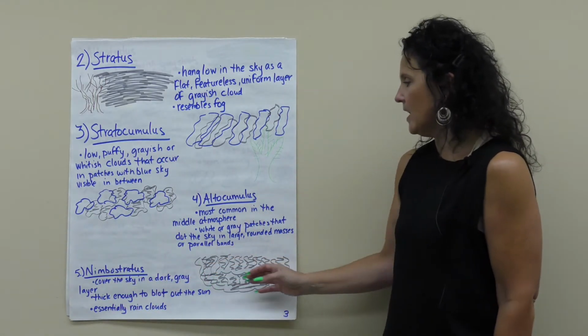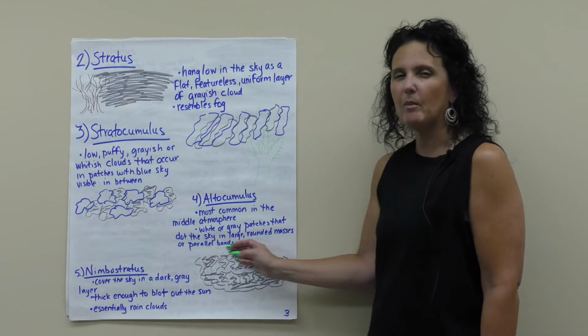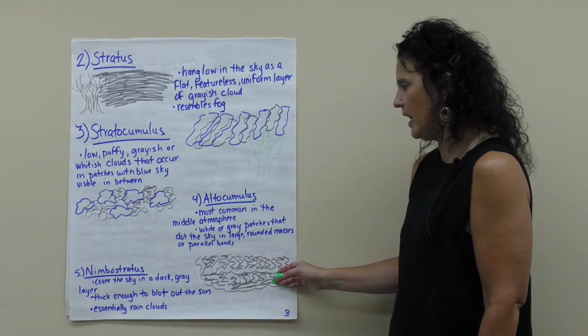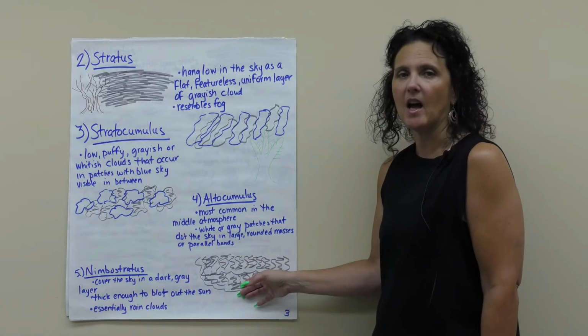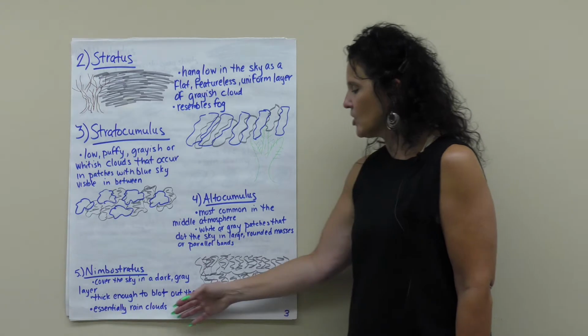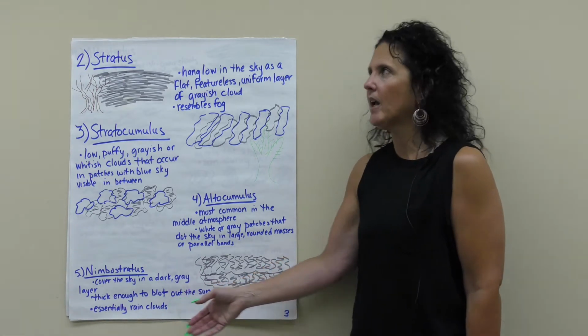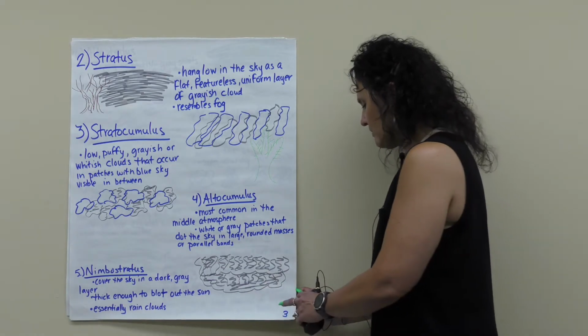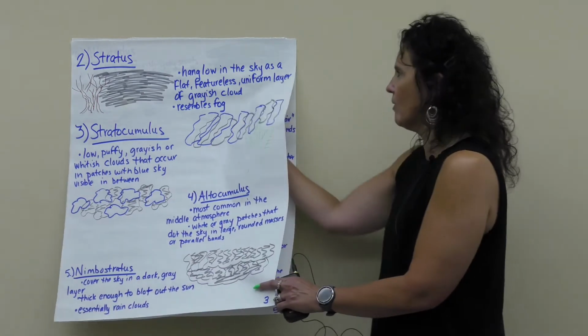Nimbostratus cover the sky in a dark gray layer. Sometimes you walk outside and it's just overcast and everything seems gray. They're thick enough to blot out the sun. So we may not be able to see the sun shining through this type of cloud. Essentially, we call those rain clouds. So when you walk outside and you say, it looks like it's going to rain, those would be the type of clouds that you would see out in the sky, rain clouds.